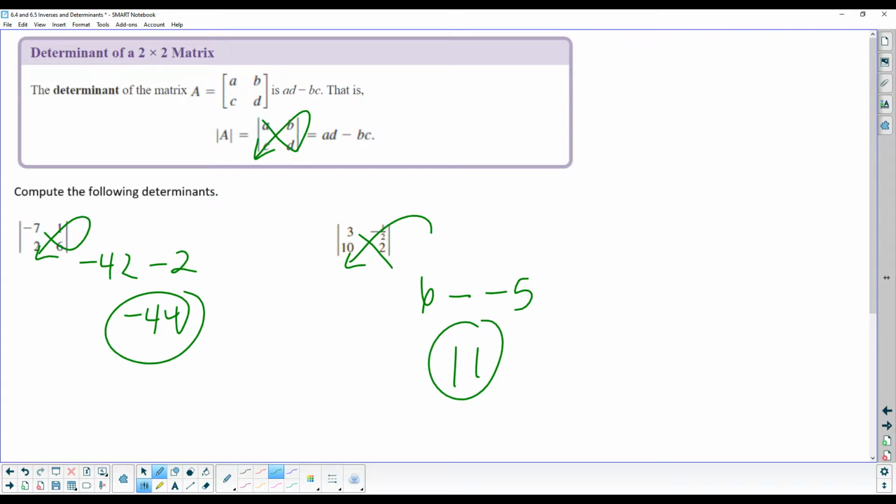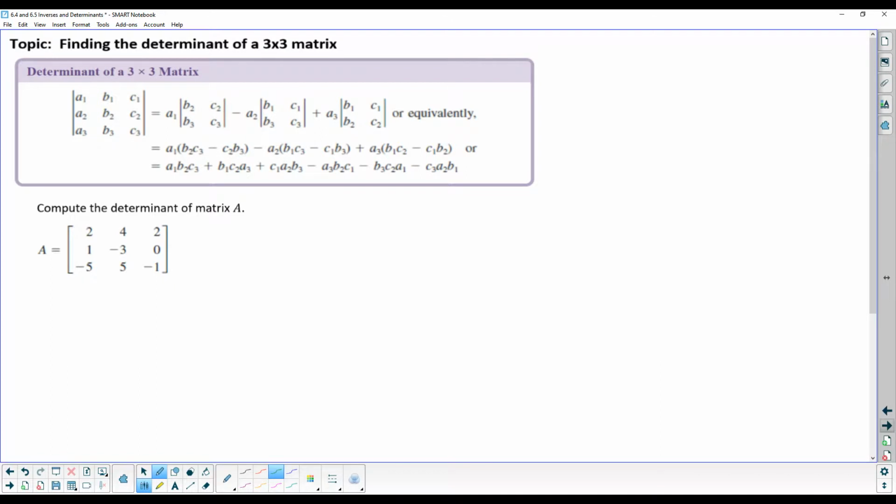Okay, 3 by 3 determinants are different. This is the equation for it. Garbage, right? But I'm going to show you a way to do it that's, I think, not too bad. It's crazy, right? What it is, it's this number times this determinant minus this number times this determinant. It's weird, it's crazy and it's really hard to do. But there's an easy way to do it.